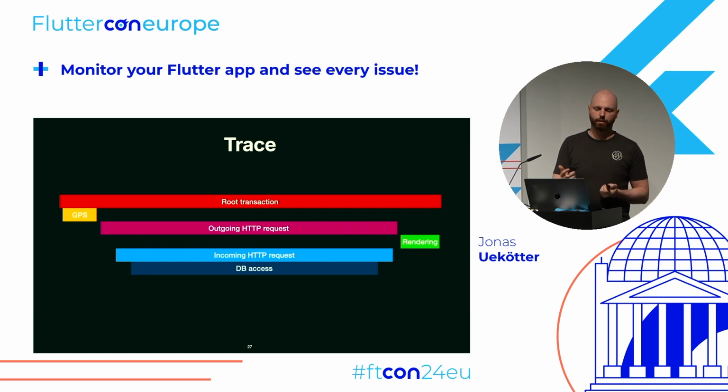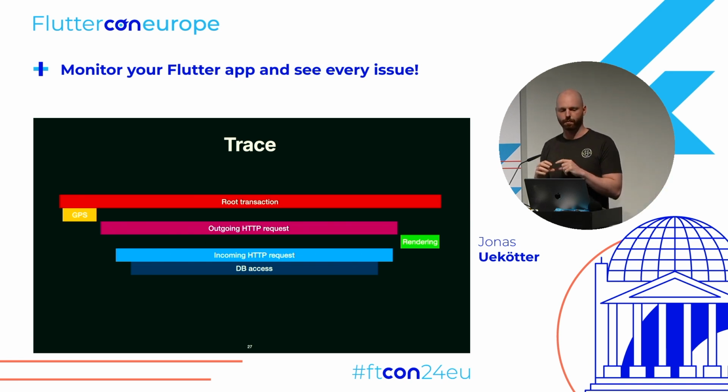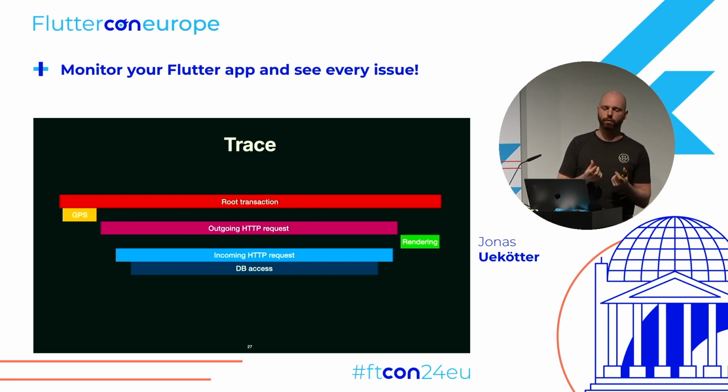And there's already one problem we can see. We have spans that are recorded on the server part, and there are spans that are recorded on the application part. And then the problem is, how do we know which spans that are getting recorded on the app belong to the spans that are recorded on the server?